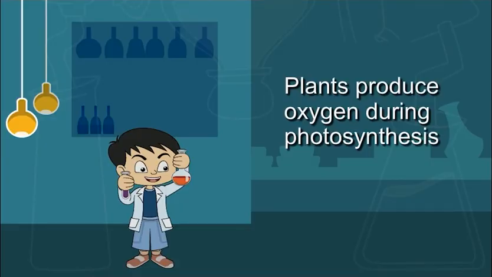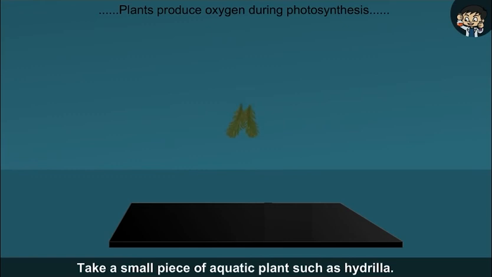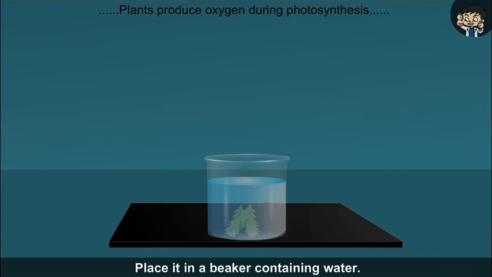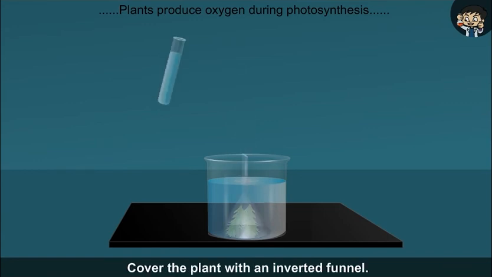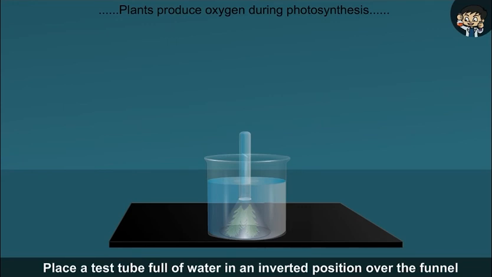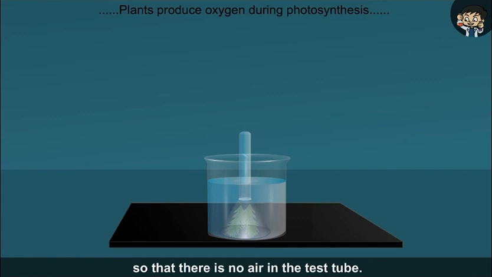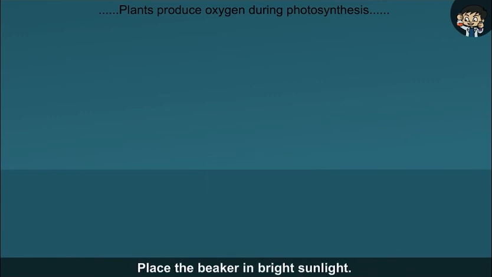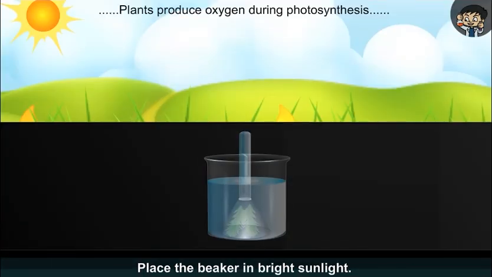Plants produce oxygen during photosynthesis. Take a small piece of aquatic plant such as hydrilla. Place it in a beaker containing water. Cover the plant with an inverted funnel. Place a test tube full of water in an inverted position over the funnel so that there is no air in the test tube. Place the beaker in bright sunlight.